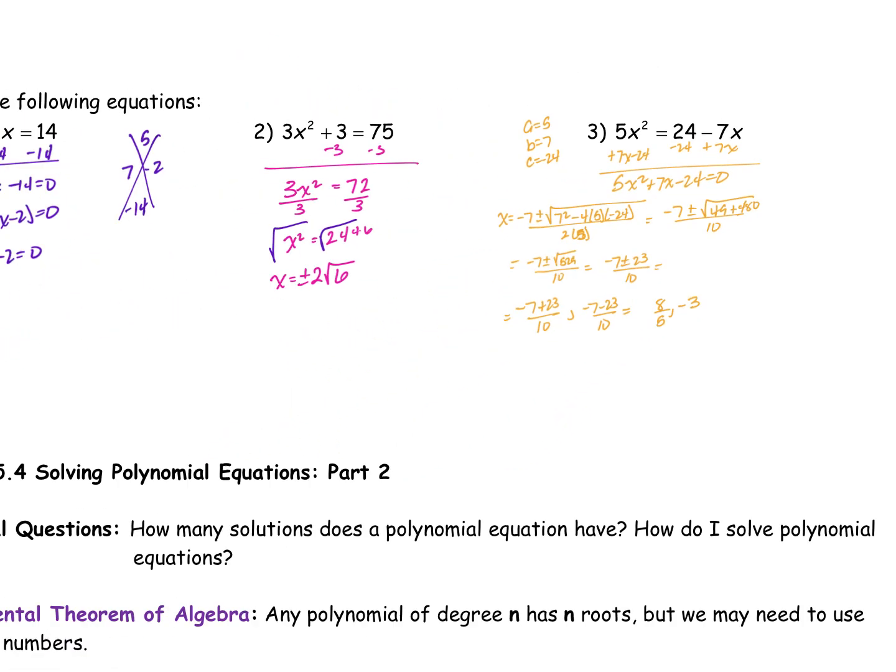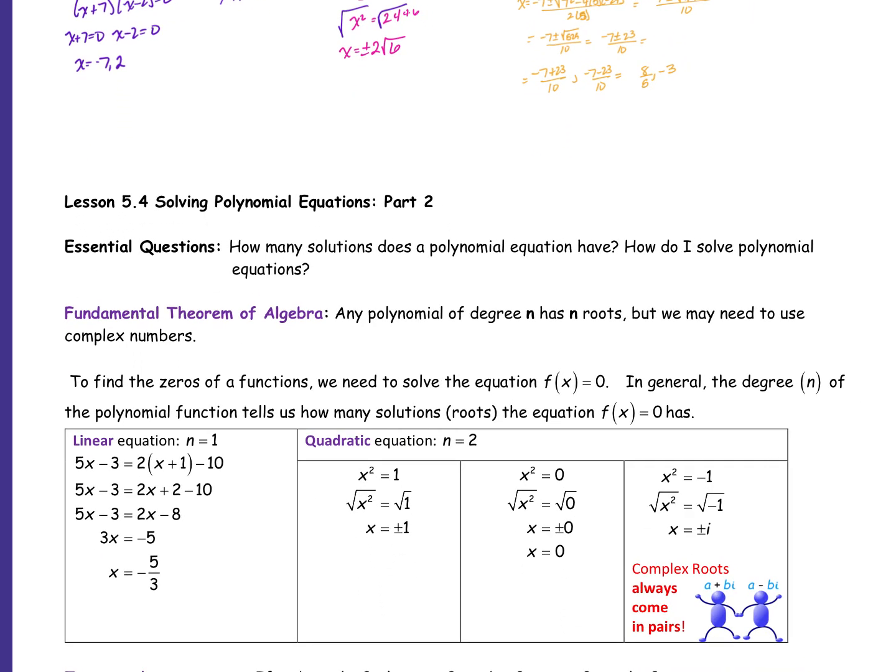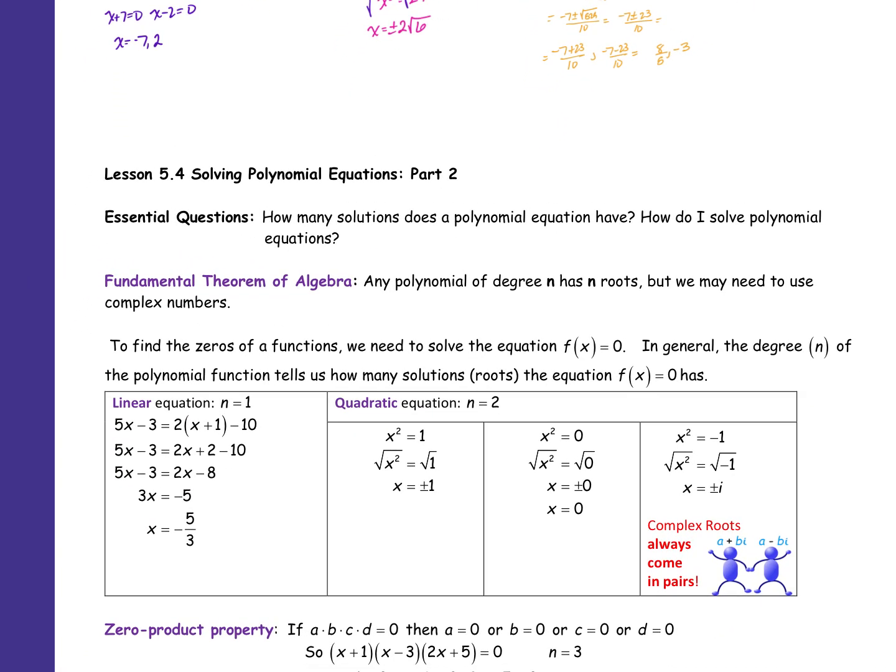All right, so we're moving on to part 2 of solving polynomial equations. Basically, the fundamental theorem of algebra says any polynomial of degree n has n roots, but we may need to use some complex numbers. That means a quadratic has 2 solutions, right? If I have something to the 3rd power, I should have 3 solutions. If I have something to the 5th power, I should have 5 solutions. That's all that the fundamental theorem of algebra says. So whatever my highest degree is is how many roots or zeros or x-intercepts I should have. Okay?